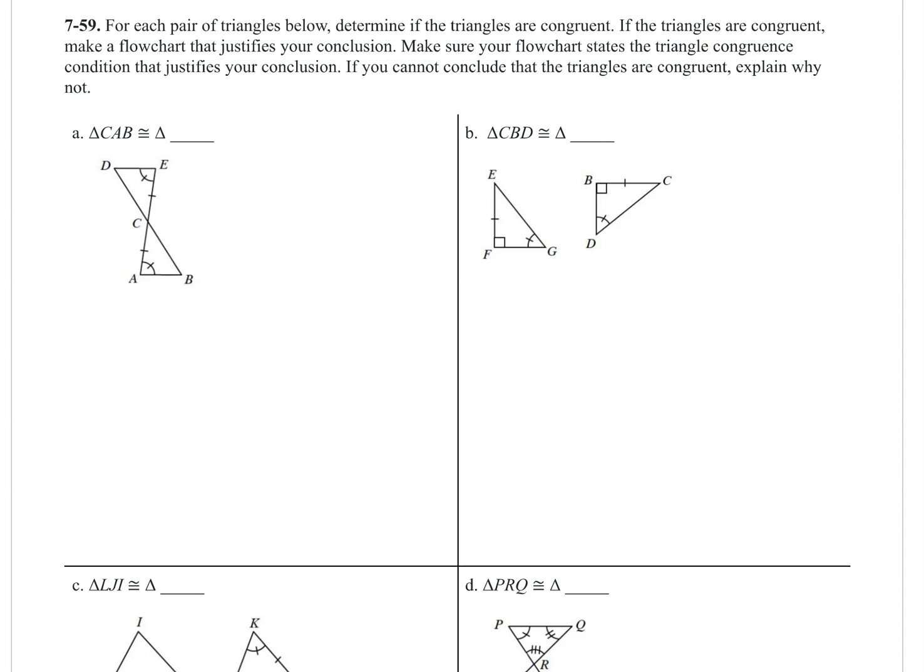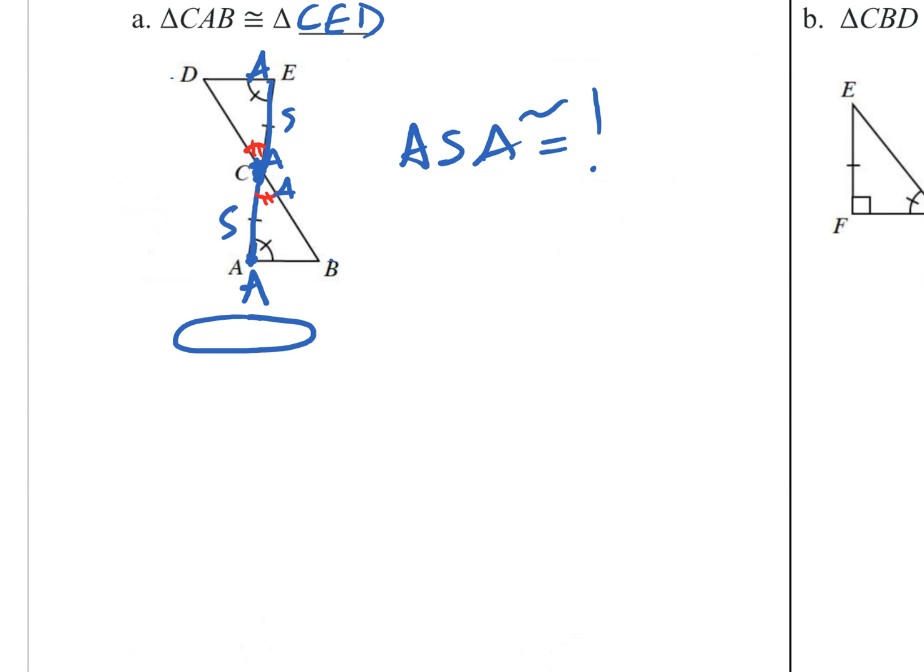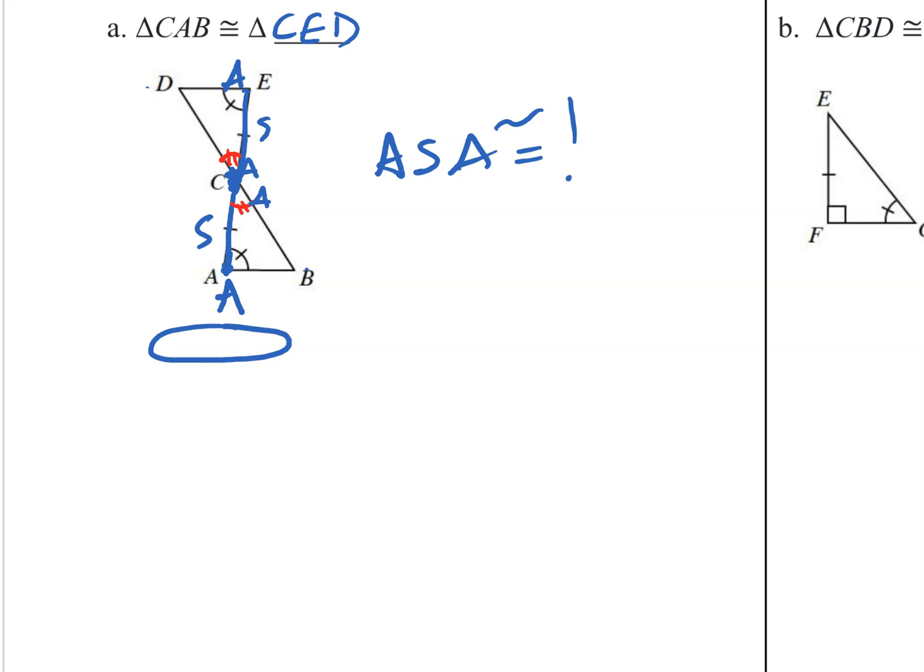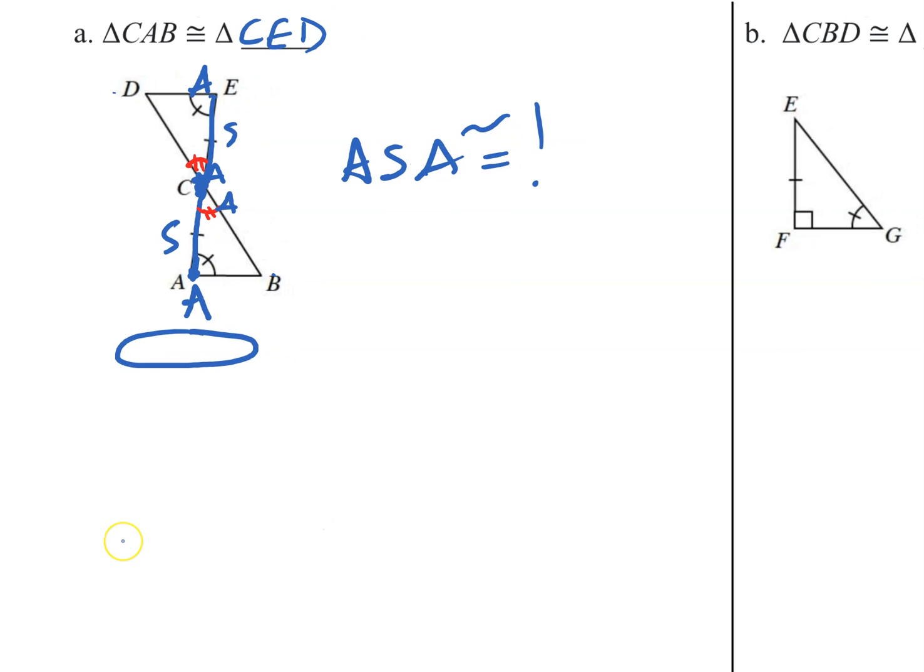Okay, are they congruent? If they're congruent, make a flowchart. And if they're not congruent, why not? Alright, part A. We need to use a property of triangles called vertical angles. That says when these triangles make a bow tie looking thing. All right, sorry, zoomed in here so I have more room to work with. So the first two angles that are going to be congruent are E and A.